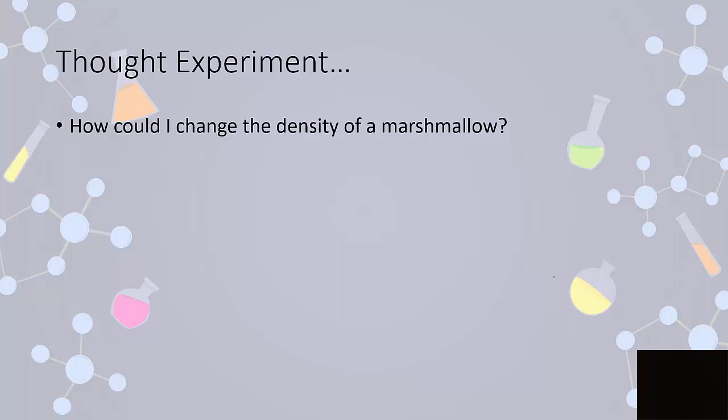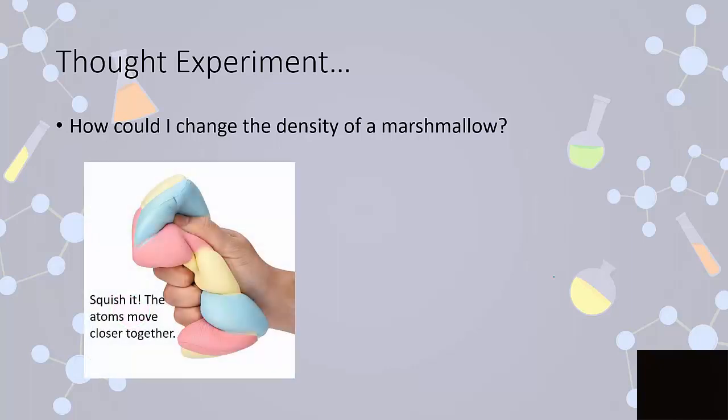So a little thought experiment here. How could you change the density of a marshmallow? It has to do with how tightly packed those marshmallow atoms are. A marshmallow is going to be mostly made up of carbon, hydrogen, and oxygen. How can we change their placement? Well, number one, you can squish it. If you squish it, the atoms are going to move closer together, and that's going to result in a higher density.